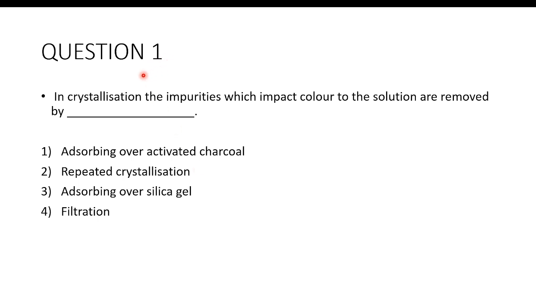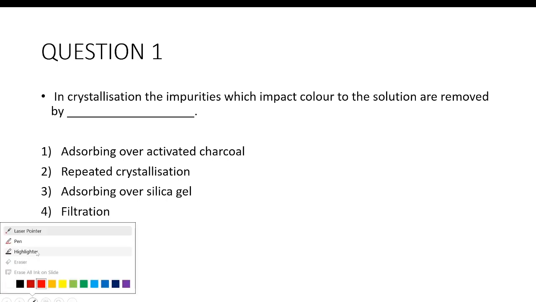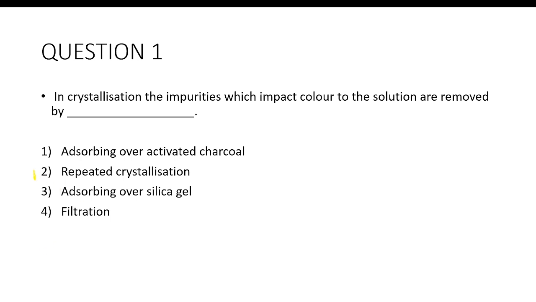This is question number one. In crystallization, the impurities which impart color to the solution are removed by? Generally, in a crystallization process, when we add solvent and organic compound, some impurities impart color to the solution. These impurities can be removed by adsorbing over activated charcoal. This is a very important question.